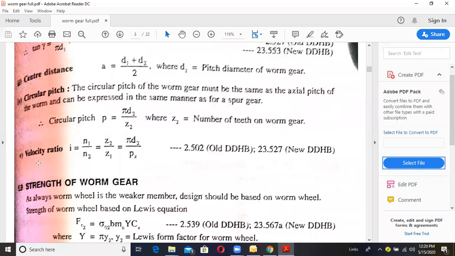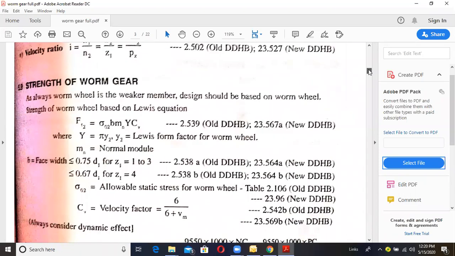And another formula, velocity ratio: i is equal to n1 by n2 is equal to z2 by z1 is equal to pi d2 divided by pz. That you will get from equation number 23.53. These are some of the notations of nomenclature. So next we are going to discuss formulas.